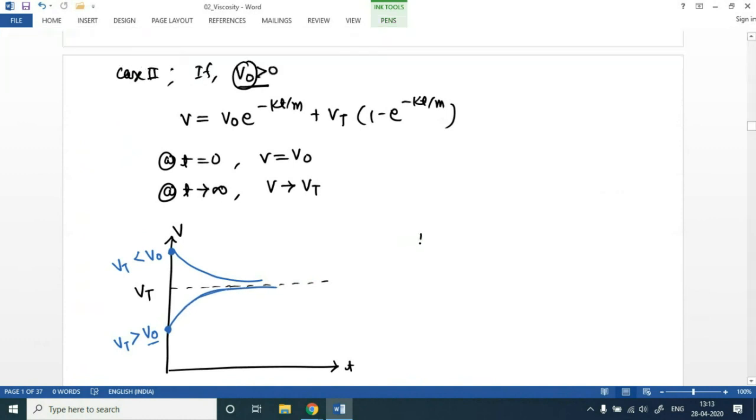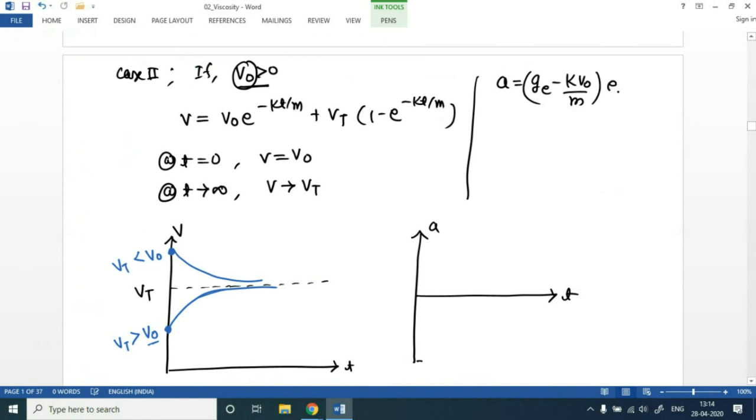And now if we look into the acceleration versus time graph, let's say this is the acceleration versus time graph over here. In these two special cases, let's write the expression for acceleration first. So acceleration is basically ge minus k v naught by m into e to the power minus kt by m. At t equal to 0, the value of acceleration is nothing but ge minus kv naught by m, and obviously at t tending to infinity, the value of a will tend to 0.